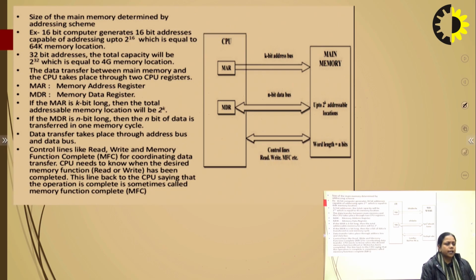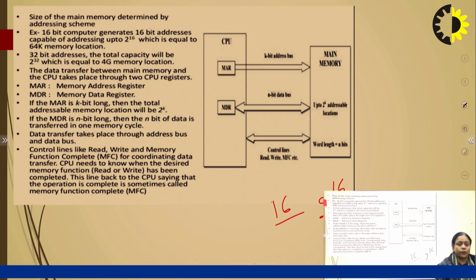Now, next, the size of the main memory is determined by the addressing scheme. For example, a 16-bit computer generates 16-bit addresses, capable of addressing up to 2 raised to the power 16, which is equal to 64K memory locations. What it means is, if we have an address of 16 bits, we can locate 2 raised to the power 16 memory locations in the memory. So this is the number of words in the memory. In this way we can find out the number of words in the main memory.